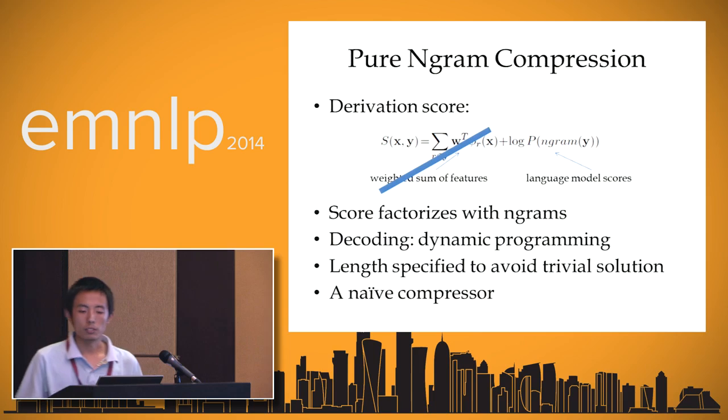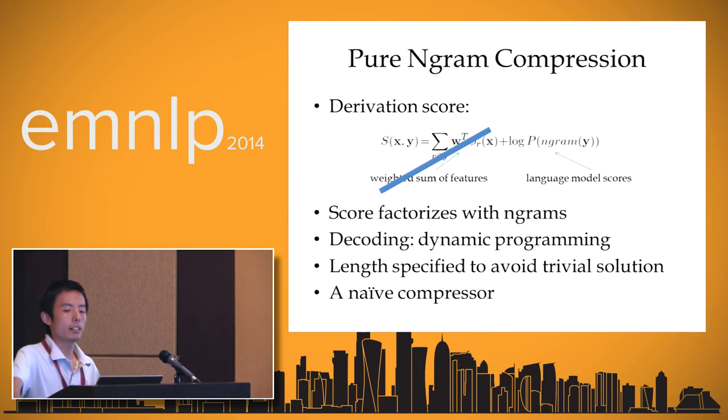If we do not consider the first part and only consider the language model part, in fact, it can still factorize over n-grams. If you factorize over n-grams, like from character to character, from left to right, then you can also easily do the decoding by dynamic programming. But this time, the length should be specified to avoid the trivial solution, because it's a log of probability. Therefore, they do not favor sentences with longer length. So this is a very naive compressor.